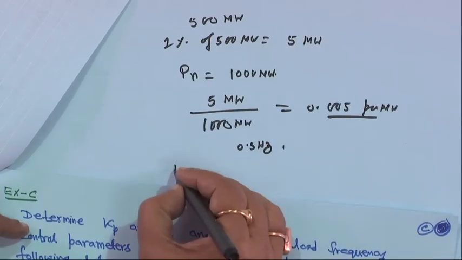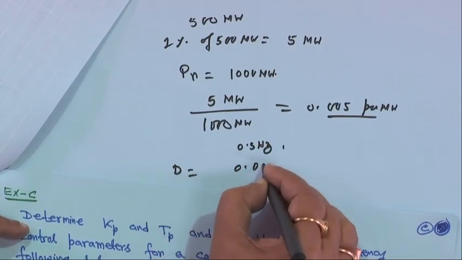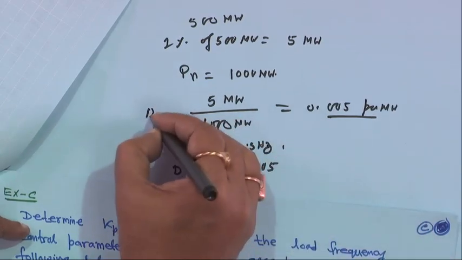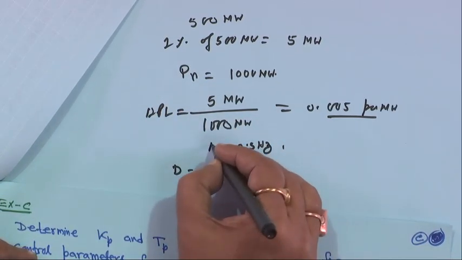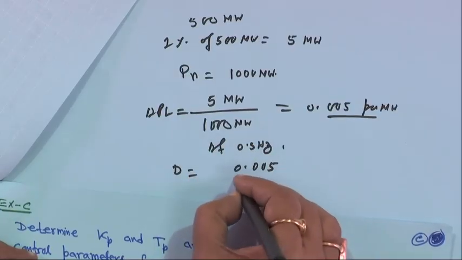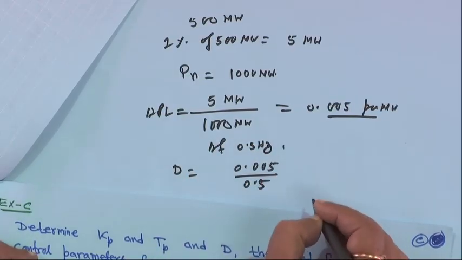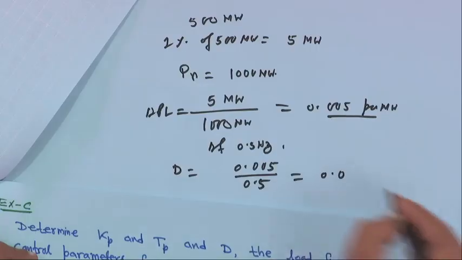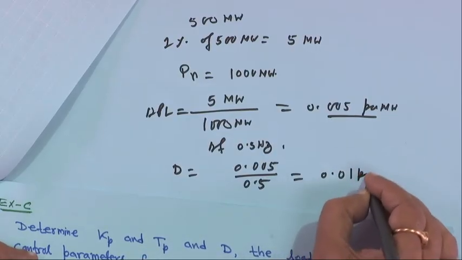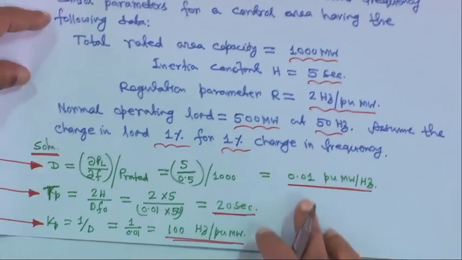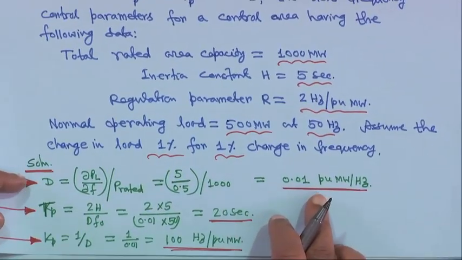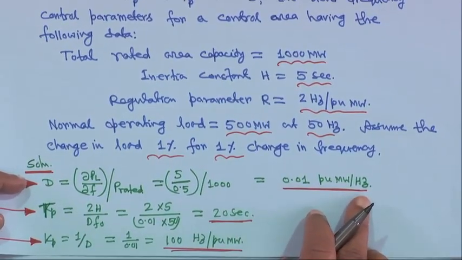Therefore your D will be 0.005, which is your delta PL in per unit, and this is your delta F. So delta PL upon delta F, right? This will become 0.01, right, per unit megawatt per hertz. So that is what we have got, that D is equal to 0.01 per unit megawatt per hertz, right?